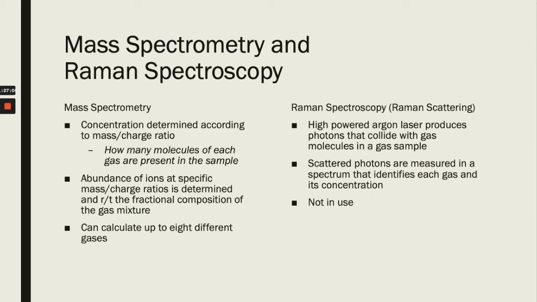But mass spec, essentially it looks at the concentration. The concentration is determined according to the mass charge ratio, and it's looking at how many molecules of each gas are present in the sample. And so there's an abundance of ions at specific mass charge ratio, and that's determined and it's related to the fractional composition of the gas mixture.